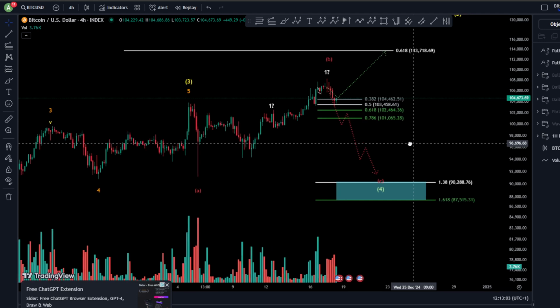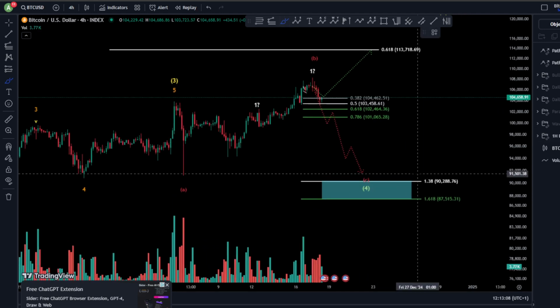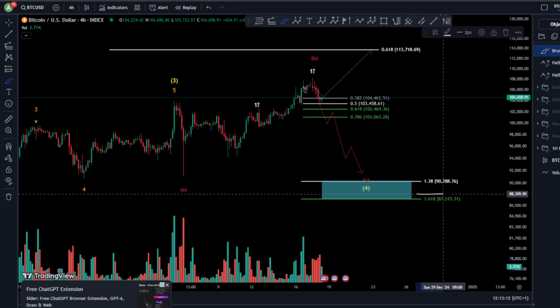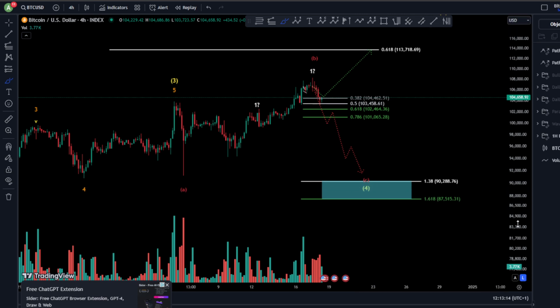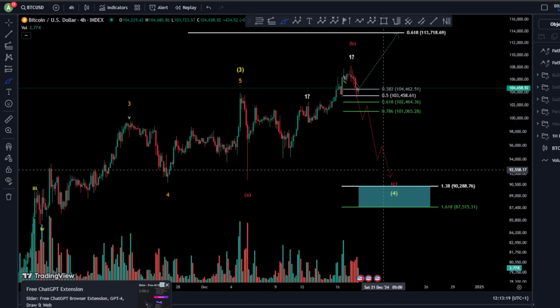Now, in that case, you would like to hit almost 90,000 as a minimum target for the 1.38 fib level, 90,200, and probably getting into the 87.5. And that, of course, is your very bearish scenario.